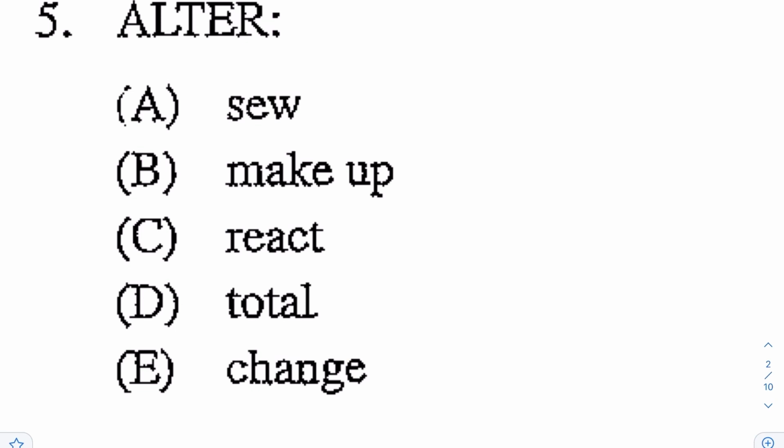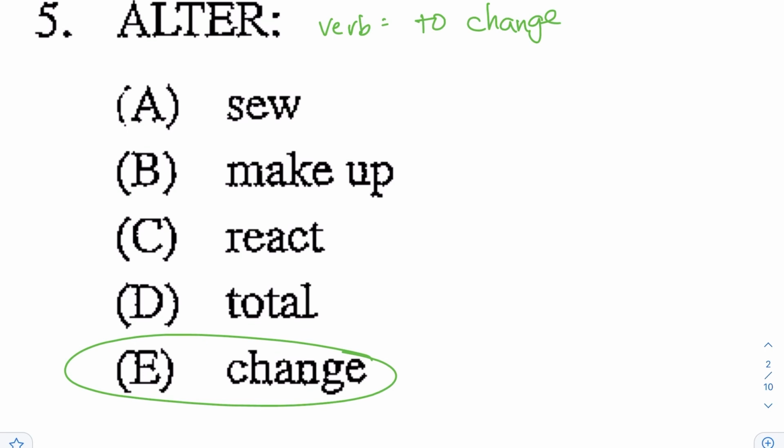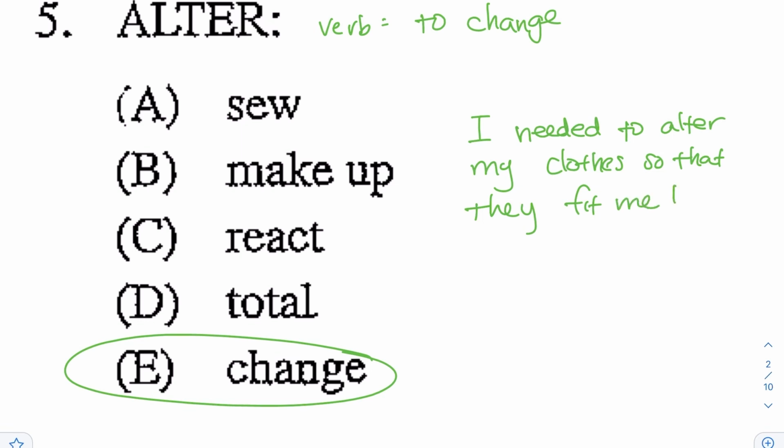Next, for number 5, the word here is alter. So alter as a verb means to change. So that's choice E. When something's altered, it means it is changed. So for example, you can see in a sentence, I needed to alter my clothes so that they fit me better. So for example, if you got clothes and they're a different size that you didn't want, so what you can do is you can extend it or cut it a little bit so that it matches your height, your width, etc. So it matches your size. So you can alter or change the size a little bit. And you would have to go to a seamstress for that. So again, altered here means to change.